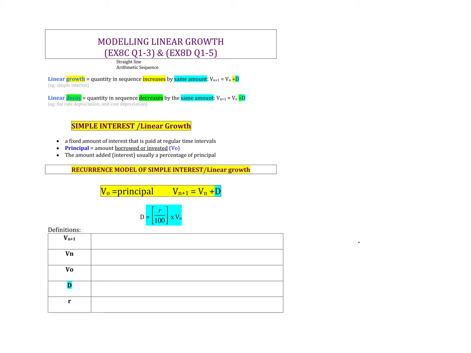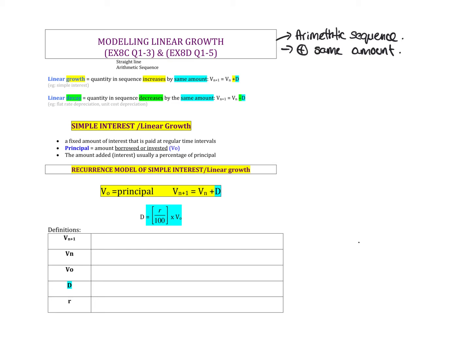The first one we're going to look at is when we're modelling linear growth. So linear growth is an arithmetic sequence. Sorry, I think I spelled that wrong. Sequence. And so remember where you're adding, and because it's growth, it's going to be adding the same amount each time. So a practical application of this is going to be simple interest.